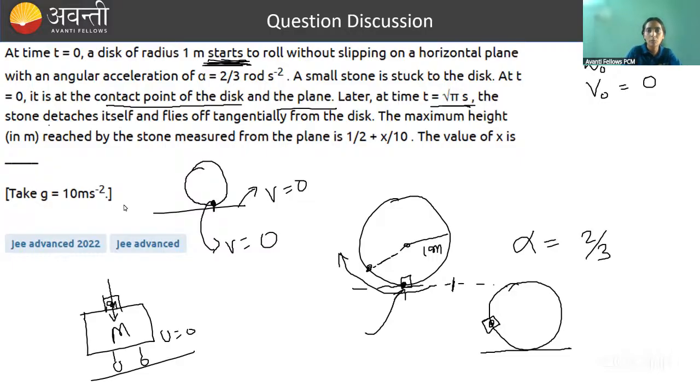If you have to calculate how much angle it has covered in root under pi second, s equal to ut plus half at square, so theta is equal to omega naught t plus half alpha t square, omega naught is 0. So half alpha t square. If you put it in, half alpha is how much? 2 by 3. Time squared will become how much? Pi. So this is pi by 3, 60 degree.